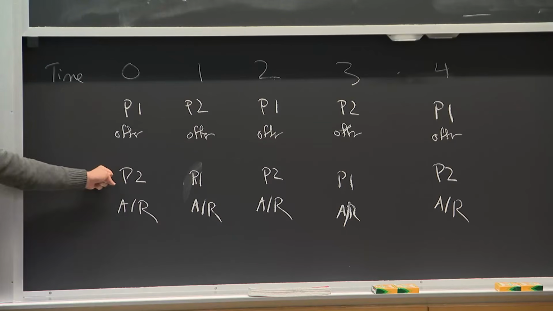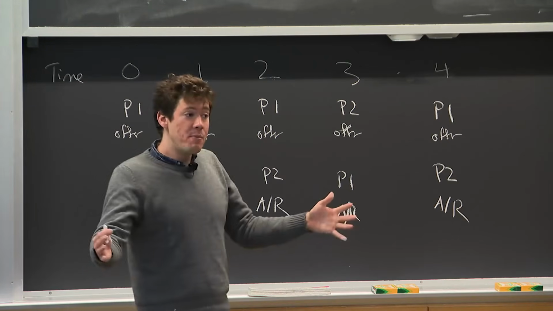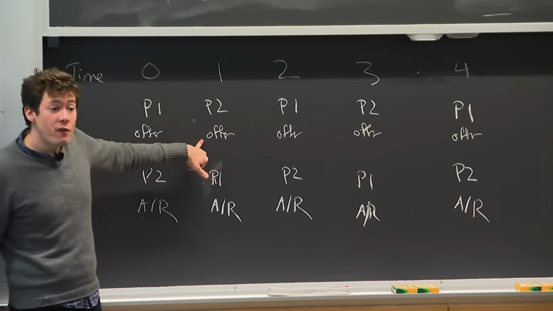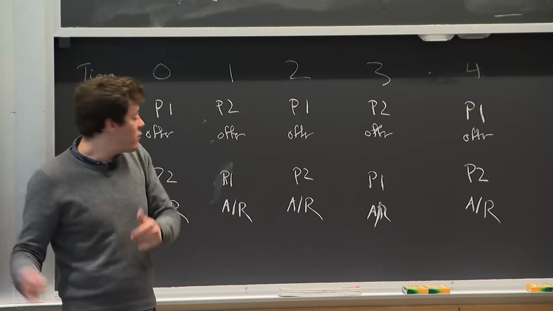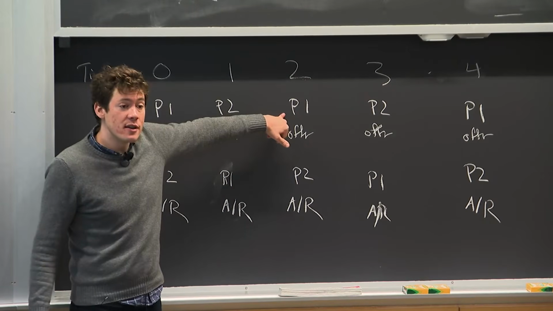If player 2 accepts that offer, that's it. We implement the offer and we stop. If player 2 rejects that offer, then player 2 comes back and makes their offer. Player 1 can either accept or reject. If they accept it, we implement that offer and we stop. If they reject it, we move on to the next period and we go on like this.